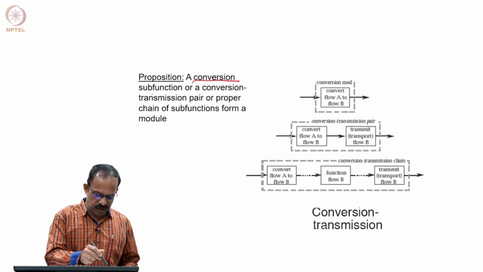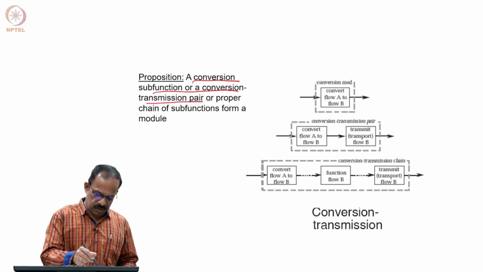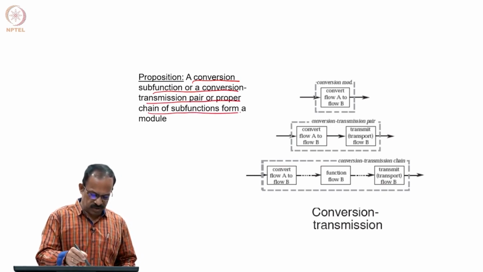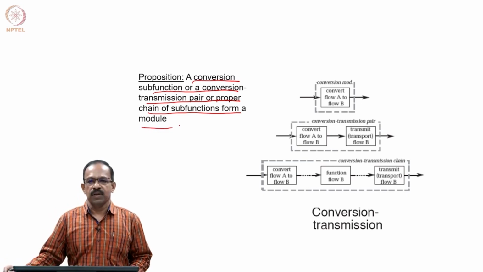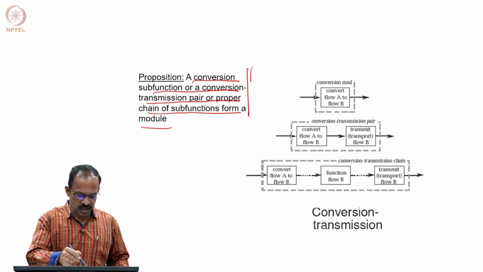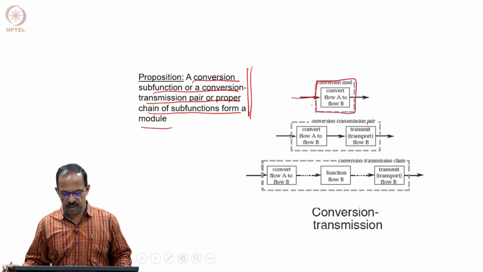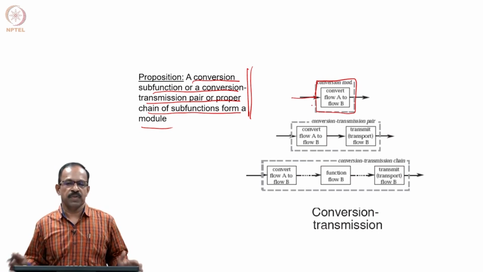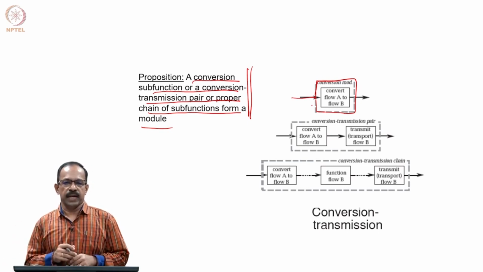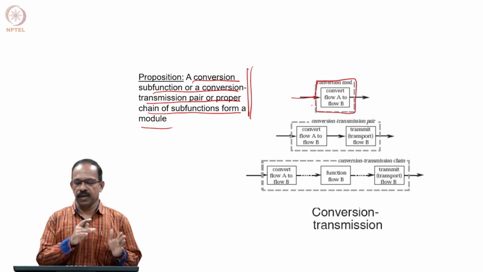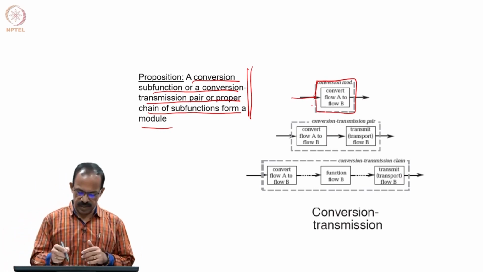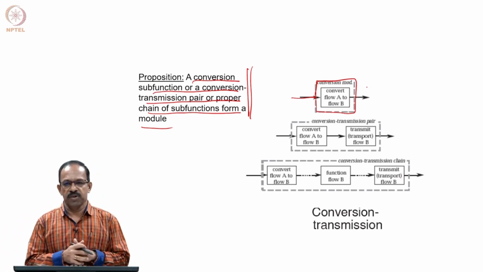So, a conversion subfunction, or a conversion transmission pair, or a proper chain of subfunctions forms a module. That is basically the conversion transmission. You can see that if there is a conversion only, then you can call it a conversion module, which converts flow A to B, that is, convert electricity to mechanical energy, or electricity to torque, whatever. So, that becomes the conversion module.